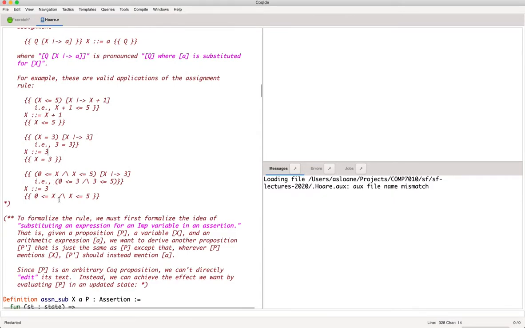And this is a similar example. A couple of x's in here, so you have to substitute both of the x's to be 3. This formula is true as well. Okay, so that's the idea behind assignment. This is often called a backward reasoning rule. So you're starting with Q, which is the postcondition, and you're reasoning backwards through the assignment to get what the precondition needs to be.